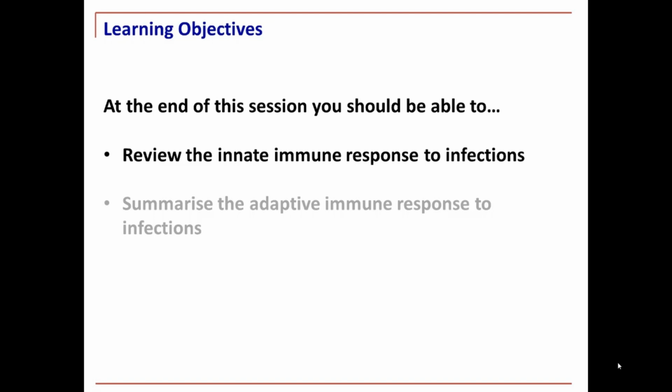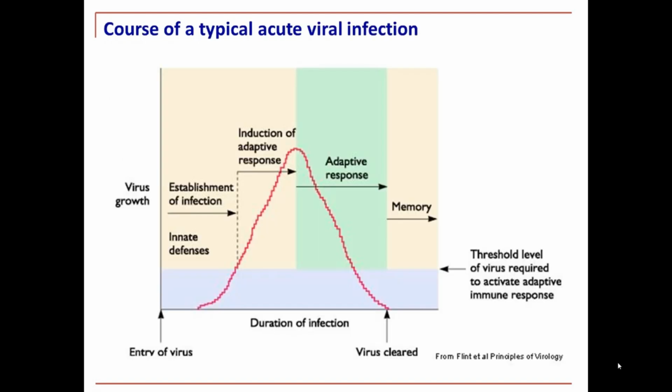So first of all, we'll look at the innate immune response to infections before going on to look at the adaptive immune response to infections. So we're going to separate it into those two parts. If you're looking at the course of a typical acute viral infection, which is what this image is showing, on the y-axis you can see the virus growth, so the amount of virus that there is, and on the x-axis is the duration of the infection.